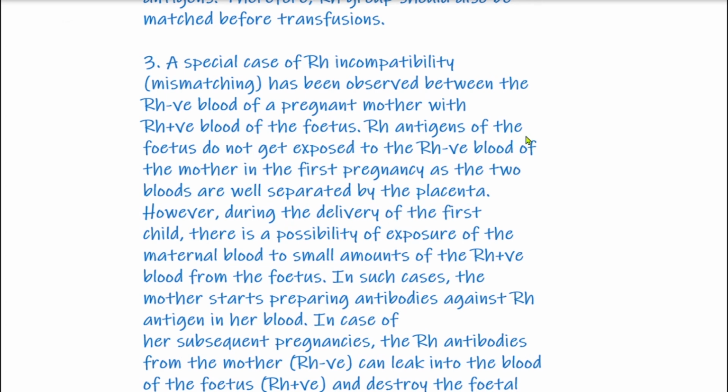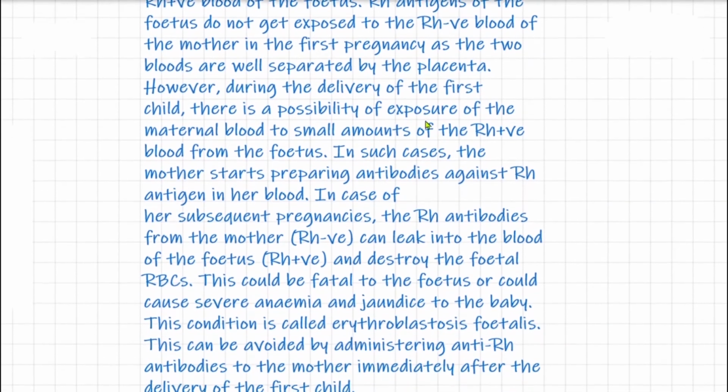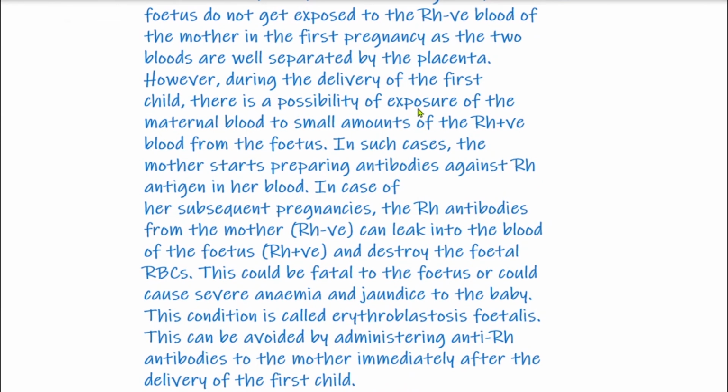So Rh antigens of the fetus do not get exposed to the Rh negative blood of the mother in the first pregnancy, as the two bloods are well separated by the placenta. However, during the delivery of the first child, there is a possibility of exposure of the maternal blood to small amounts of the Rh positive blood from the fetus.